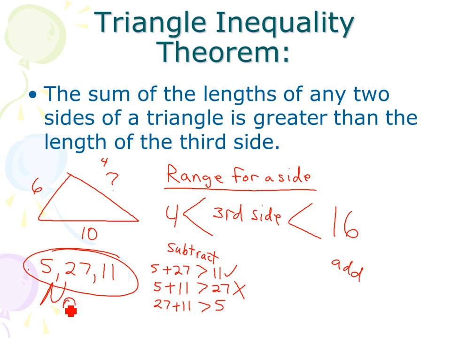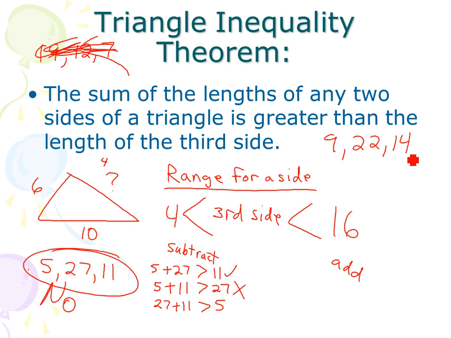Give me 3 other numbers. Let's try 3 others. 9, 22, 14. Will that work? Can the triangle have sides 9, 22, and 14? Let's try it and see. What's 9 plus 22? Is that greater than 14? Yeah.